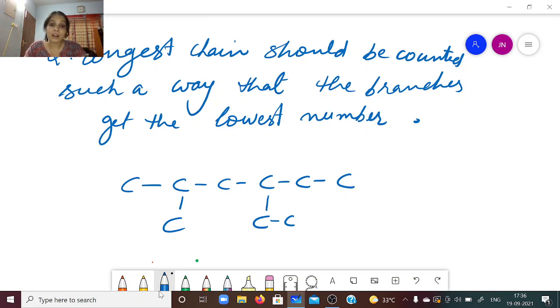So now, how should I count this? I can count it from here, and I can count one more C I'm adding. The carbon, I can count it either from here or from here. How should I count? If I am counting from here with the orange ink: 1, 2, 3, 4, 5, 6, 7, 8. This is how I am counting. So what happened? On the second carbon, one branch is there, and on the fourth carbon, one branch is there.